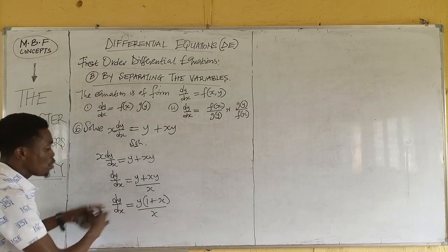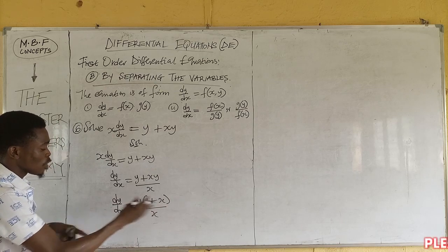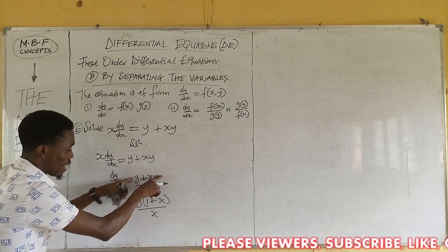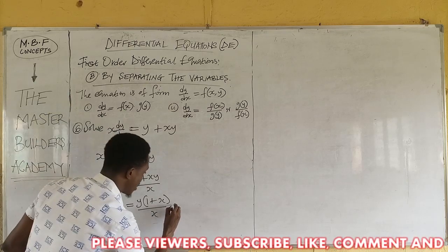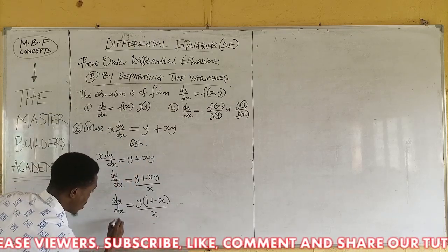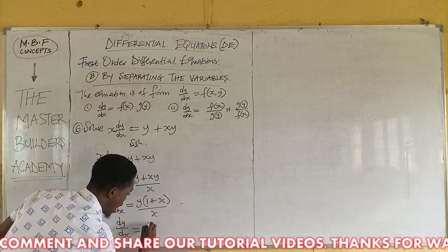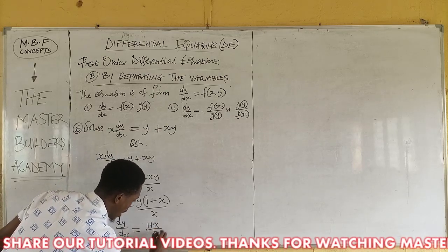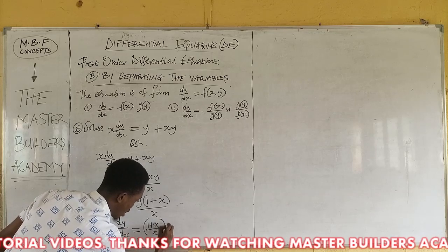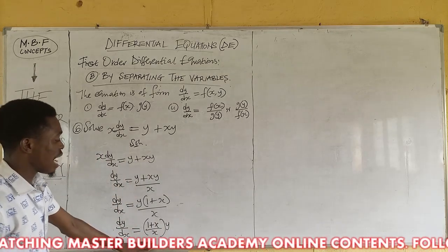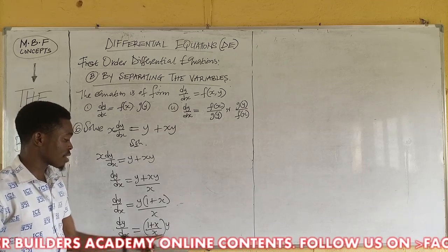Guys, when we multiply this out, we are going to have this back. So finally we can say, okay, this is an extension. dy over dx is equal to (1 plus x) over x times y. Let's arrange it in ascending order, then outside we put y. This is the function of x, and this is the function of y.